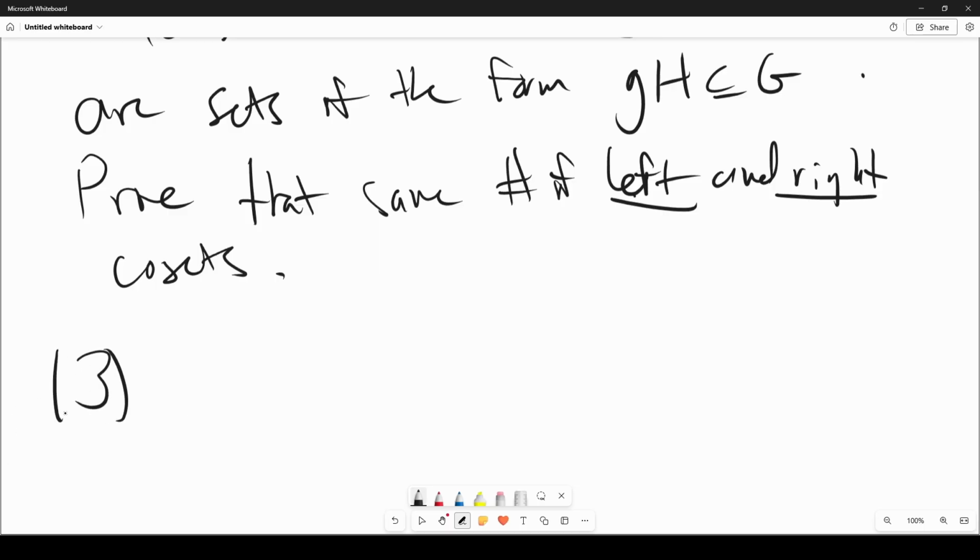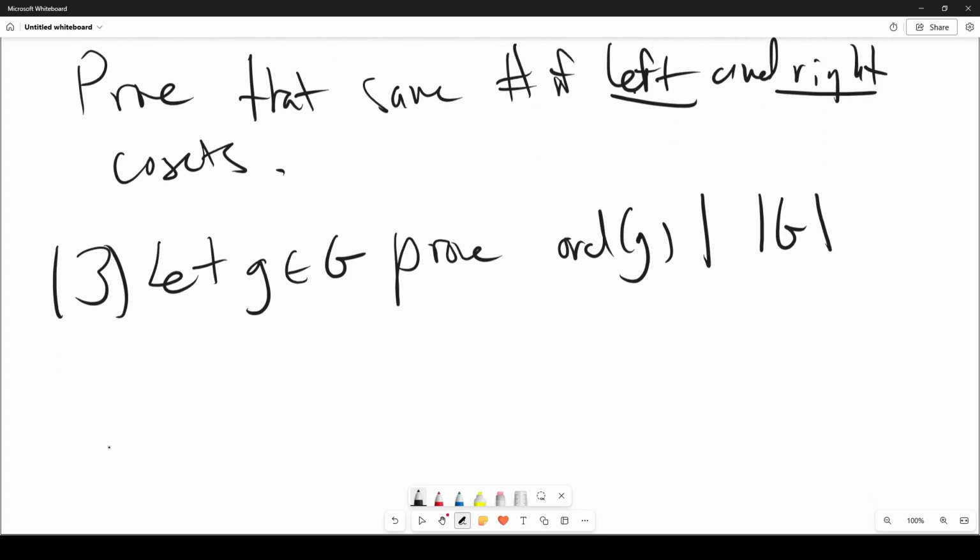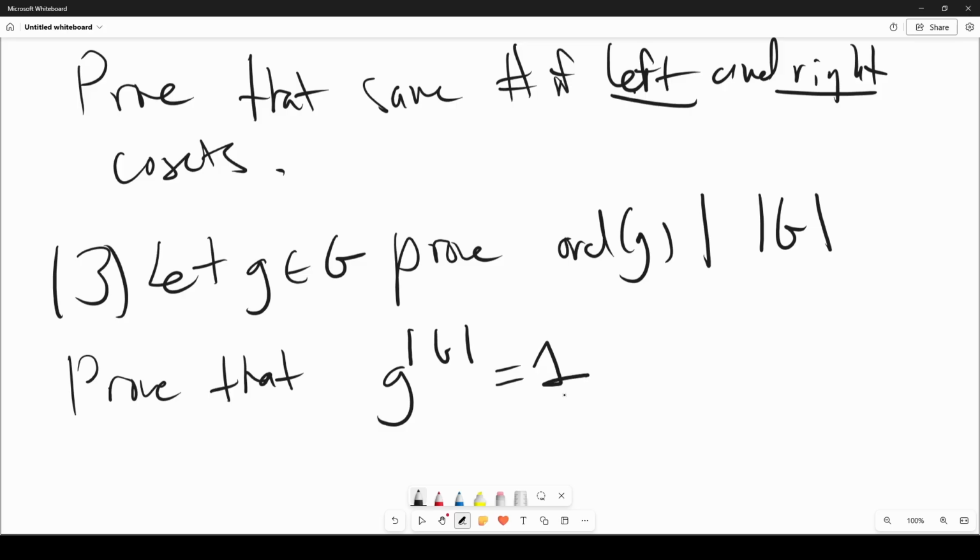Okay? So the third exercise is, let g be a group element. This one should be pretty quick. Prove that the order of g has to divide the order of the whole group. So the order of some group element has to divide the order of the whole group. Then prove that, hopefully if you get that this should be pretty quick, any element g to the power of the size of G has to be the identity.